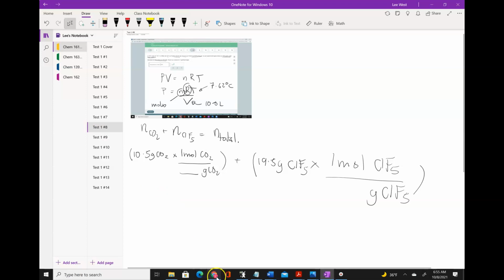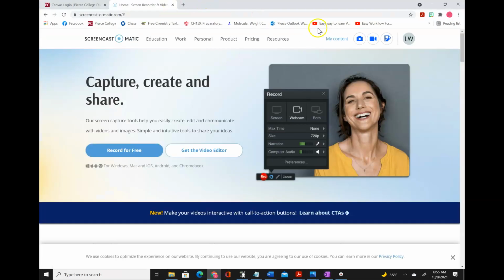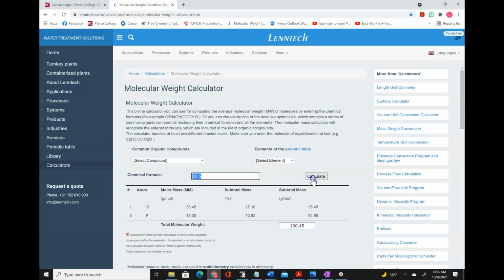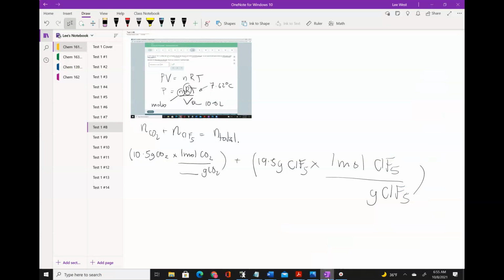Okay, so what I like to do is use one of these online molecular weight calculators. There's many of them. This is going to do a much better job than Googling the formulas. The first result in Google will sometimes be incorrect. I wouldn't say often. So 130.45, and I already know this one, 44.01. Okay, so put all of that into my calculator and I can get my total moles.